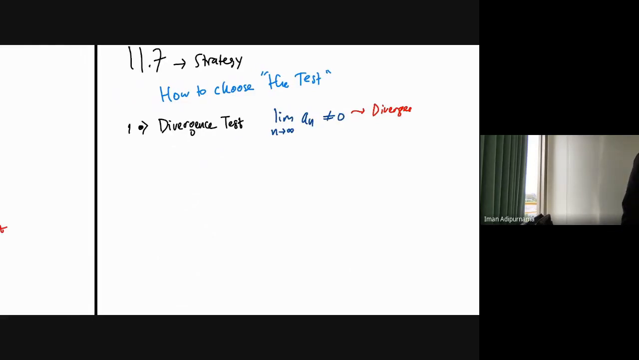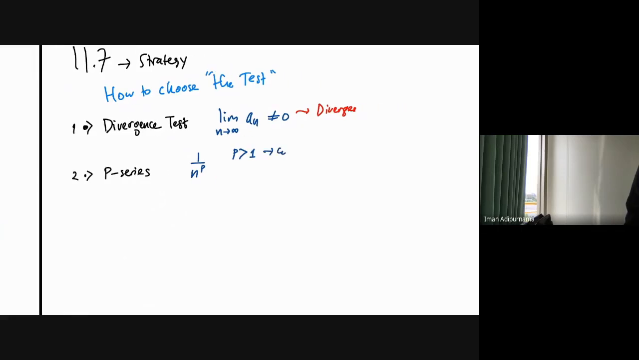The second one is the P series. So if you have 1 over n to the P, okay, P greater than 1 is convergent. P less than or equal to 1, it will be divergent.